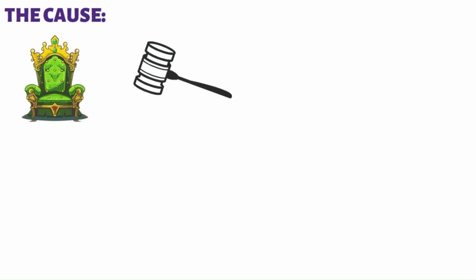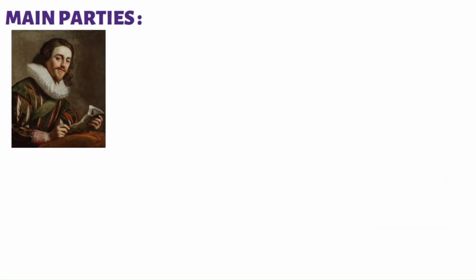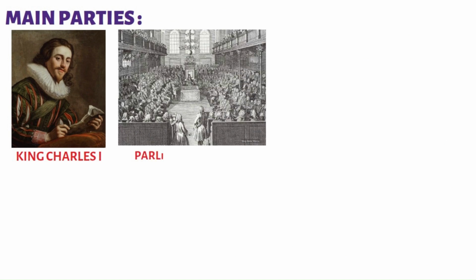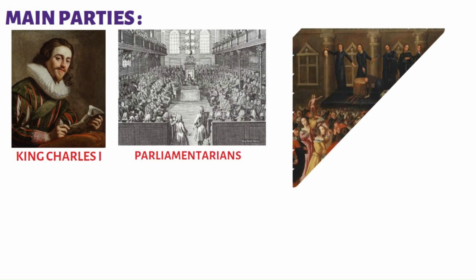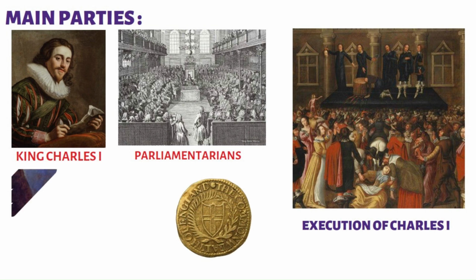The cause was a struggle over governance, including issues of authority and religion between King Charles I and Parliament. The main parties were the supporters of King Charles I, royalists, and the supporters of Parliament, parliamentarians. The war ended with the execution of Charles I and the establishment of the Commonwealth under Oliver Cromwell.